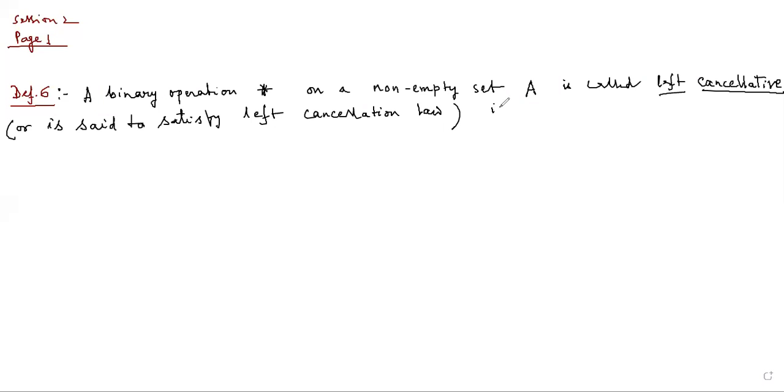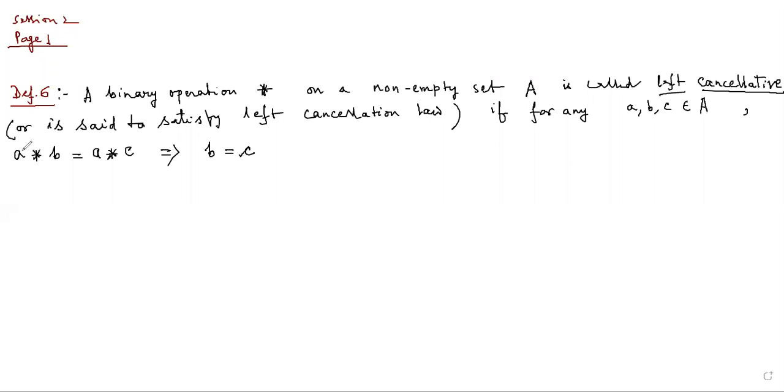if for any a, b, c belonging to A, a star b is equal to a star c, and this implies b is equal to c. Now I am not cancelling a from the left hand side. No, I'm not doing this kind of thing.